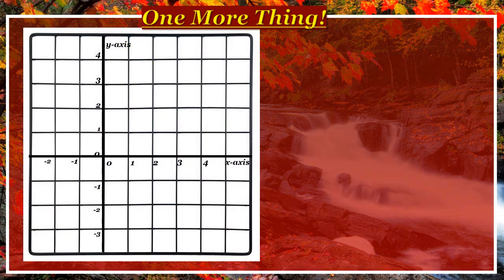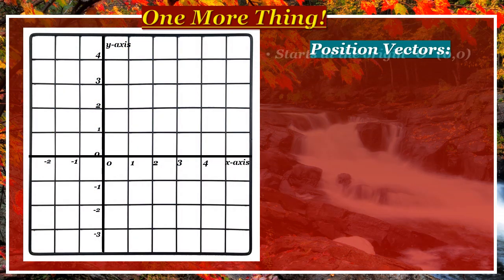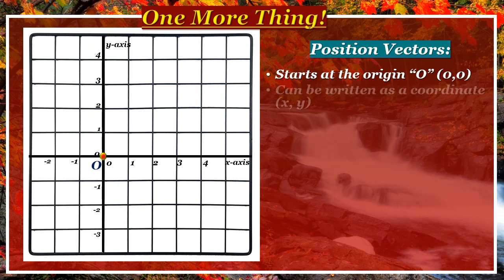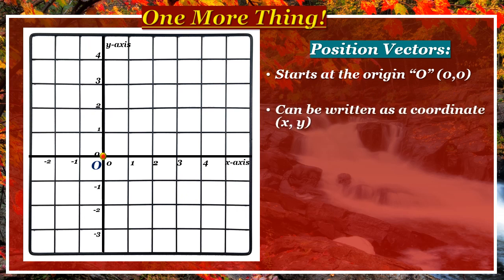One more thing. Let's look at position vectors. Position vectors start at the origin. I would normally call the origin O, and the coordinate for O, the origin, is 0 on the x and 0 on the y. So it can be written as a coordinate, and that's a position vector, right? And your x value comes first, and then your y value comes second.